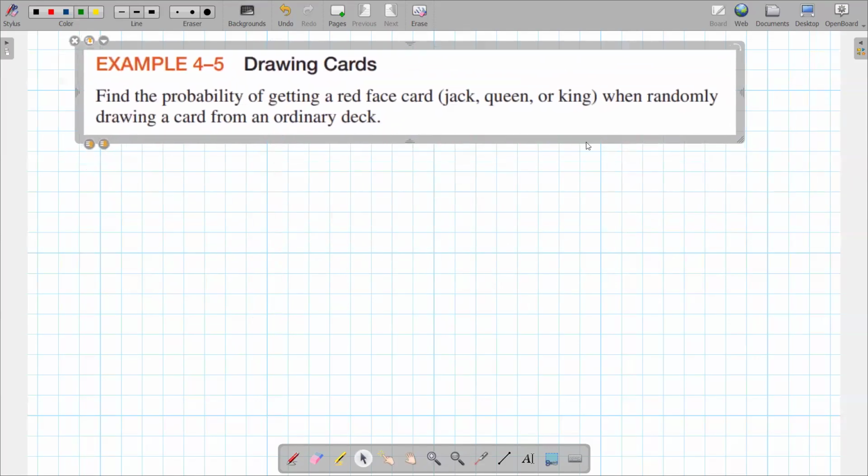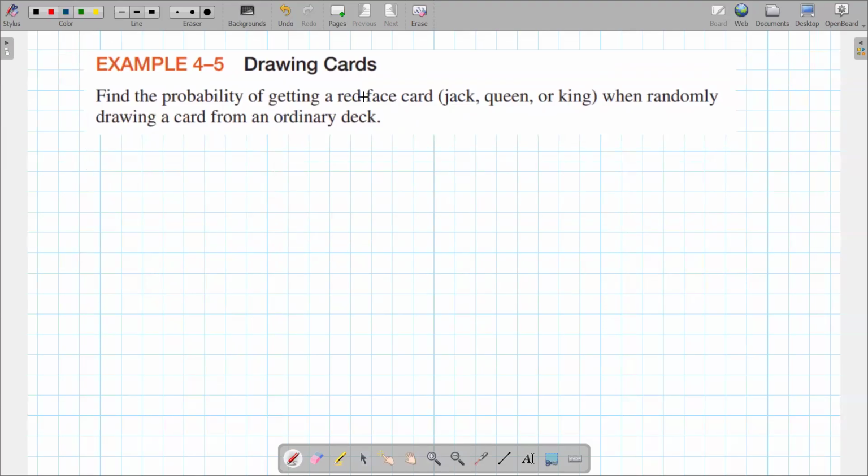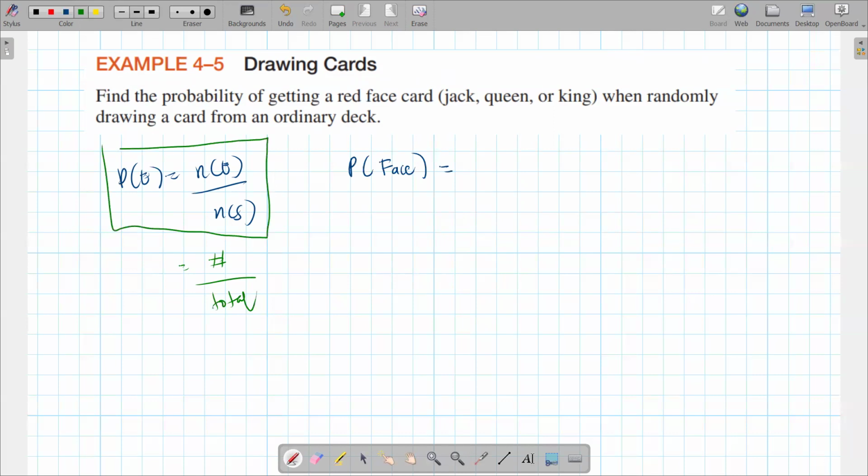Drawing cards. Find the probability of getting a red face card, Jack, Queen, or King, when randomly drawing from an ordinary deck. So here the question's asking us, what's the probability of a face card? And again, this was the formula. Probability of E was N of E divided by N of S, which just means the number divided by the total. So this is the formula we're going to be using.